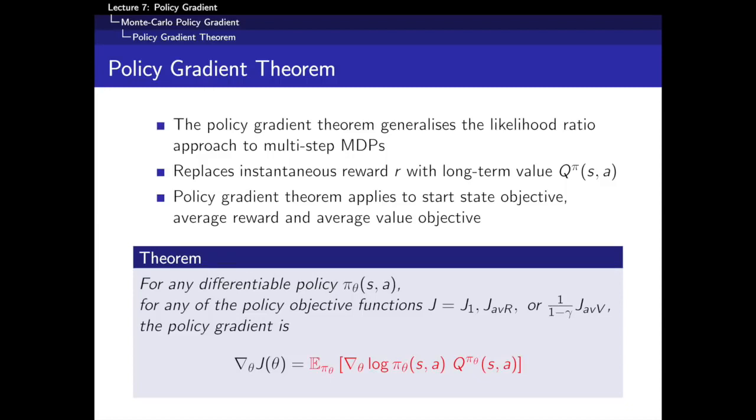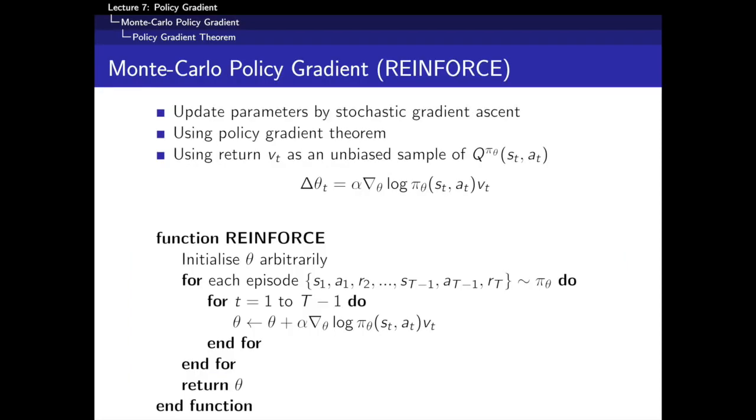Let's consider the simplest way to actually use that now to make an algorithm. We call this the Monte Carlo policy gradient, which is roughly the same as a really old, well-known algorithm called REINFORCE. The idea is to update the parameters by stochastic gradient ascent. So we're going to get rid of that expectation now and just do something very practical. We're going to use the policy gradient theorem, and what we're going to do is just sample that expectation. The term which appeared in the policy gradient theorem was this Q. So let's just sample Q.